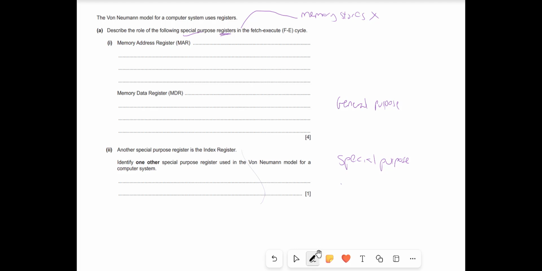But first of all, what is the role of the MAR? Well, whenever we talk about registers, we talk about store. So it stores the next address to be fetched. That is its role. It's held in the program counter, then passed to the address bus that fetches from memory.